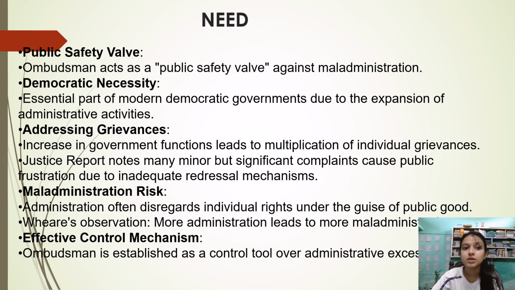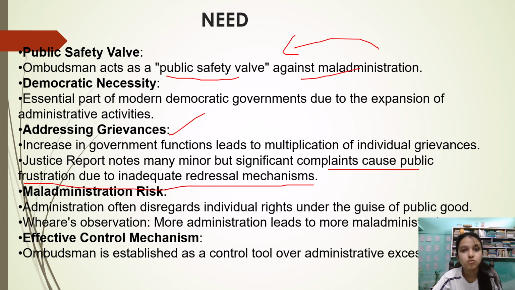So now let us know about the need of ombudsman. Ombudsman acts as a public safety valve against maladministration. So wherever there is maladministration, one can always opt for an ombudsman. It is a democratic necessity, an essential part of modern democratic governments due to the expansion of administrative activities. Ombudsman is basically there to address grievances. The increase in government functions leads to multiplication of individual grievances. The Justice report notes many minor but significant complaints cause public frustration due to an inadequate redressal mechanism. So ombudsman is a kind of tool or control over administrative excesses.